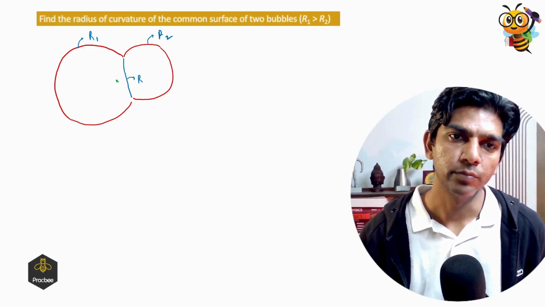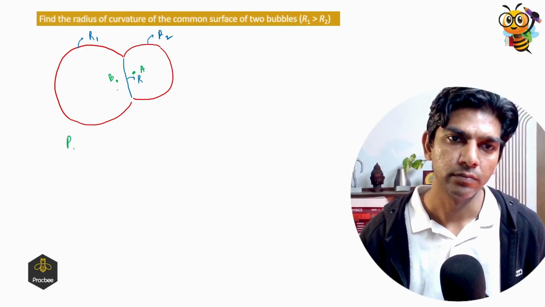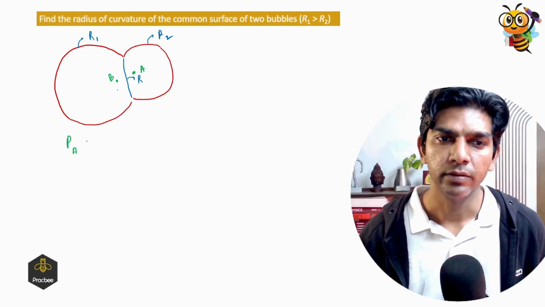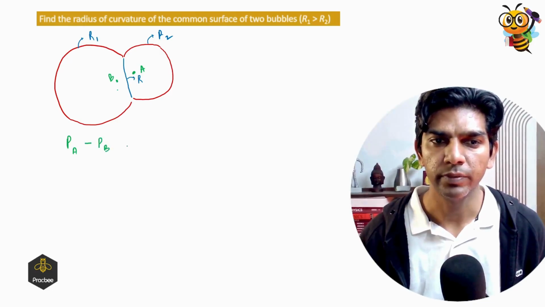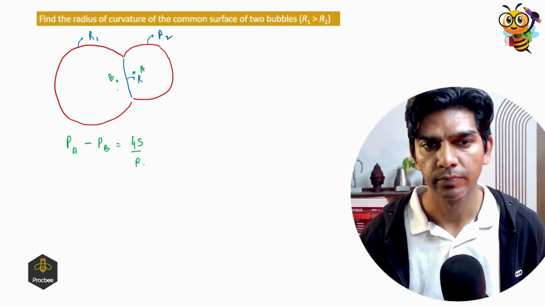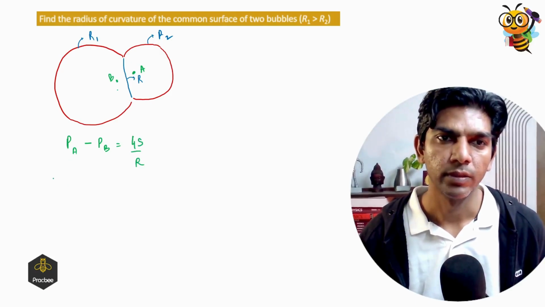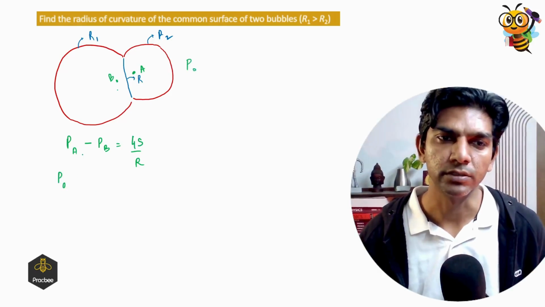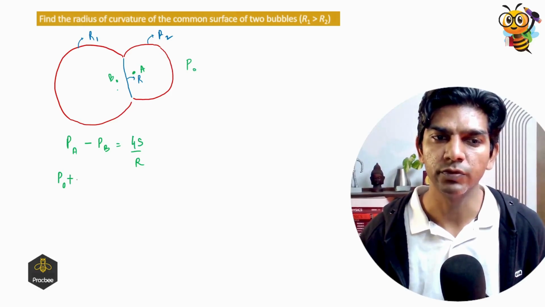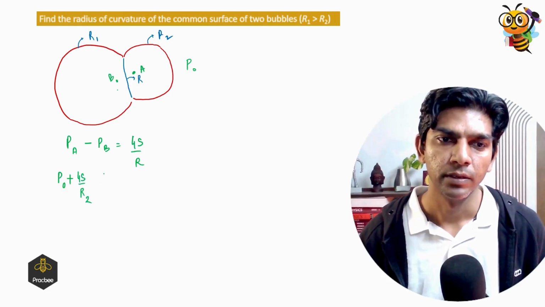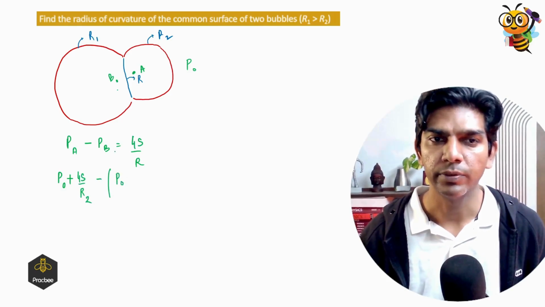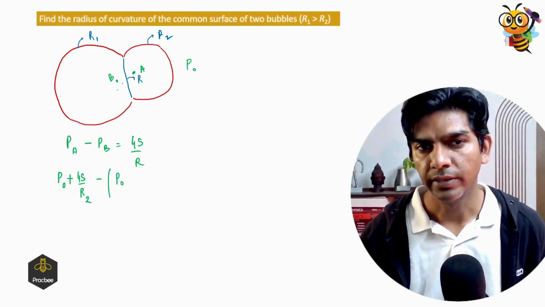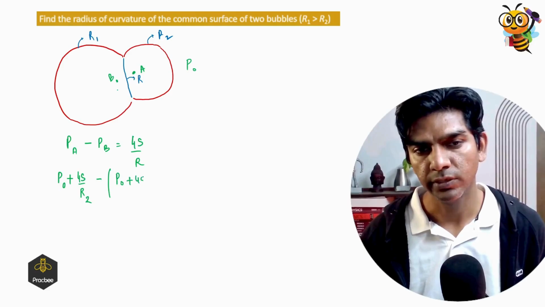So we can say at point A, pressure at point A is greater than pressure at point B by 4S by R. Now pressure at A is greater than, let us say outside we have atmospheric pressure. So pressure at A is greater than atmospheric pressure by 4S by R2, minus P naught, and pressure at B will be greater than atmospheric pressure by 4S by R1.